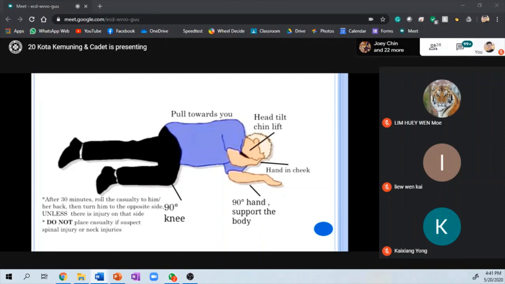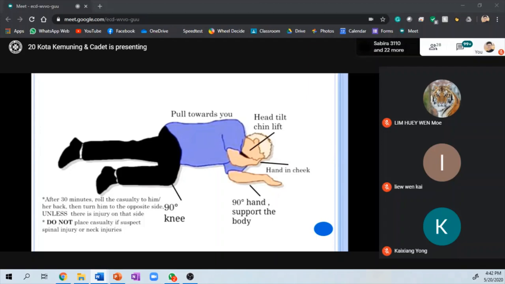This is quite important. We do the recovery position, of course, to clear the airway, to open the airway. Even though the obstruction is still there, the recovery position can be used in many ways. Like with CPR, you also use the recovery position. After everything, when the casualty has breathing and pulse, you need to do the recovery position. It clears and opens the airway, so the breathing can go slowly, something like that.